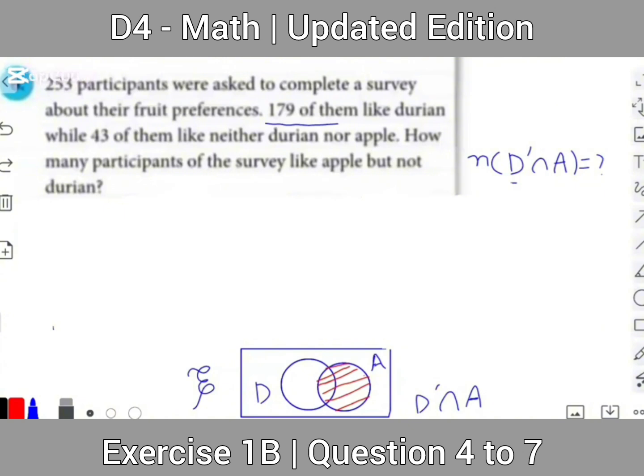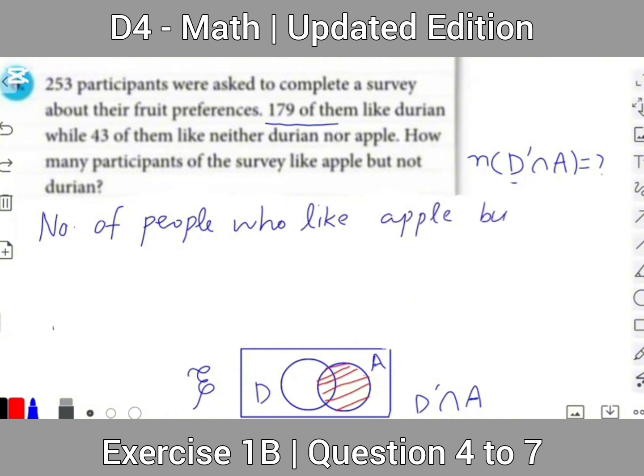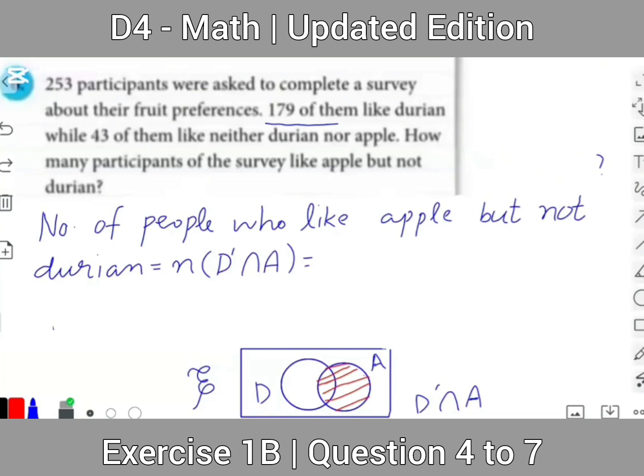And since we want to find out the number of people who like apple but not durian, that is equal to n of D complement intersection A. So now we will write down the information that is given in the statement of the problem.